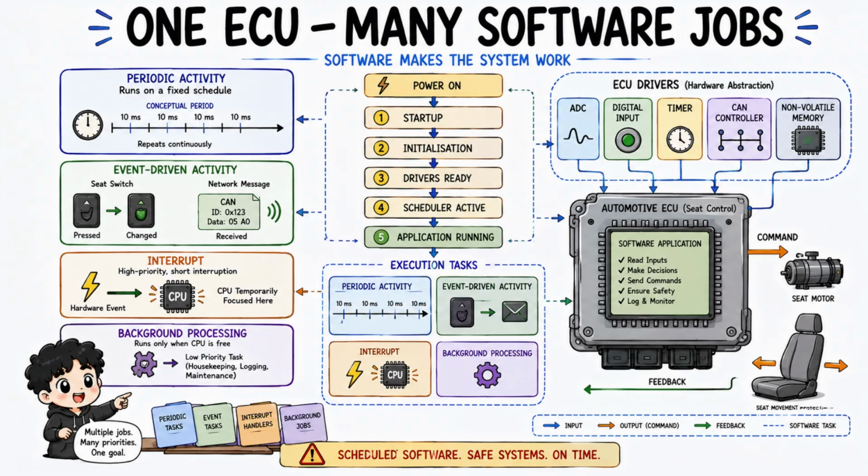Scheduling software determines when different activities are allowed to run. Some activities execute periodically. A sensor processing function might run every 10 milliseconds. Other activities are event-driven. A newly received communication message, a switch transition, or a completed memory operation may trigger specific processing. Interrupts handle hardware events requiring rapid attention, but the larger software operation is normally organized through tasks, scheduled functions, or other controlled execution contexts. Background processing may run only when more urgent work is not active.